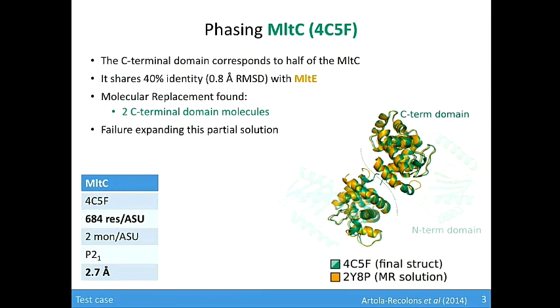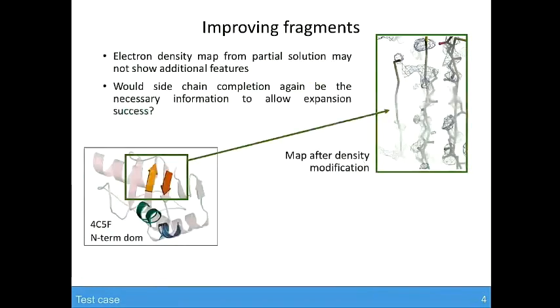But when we tried to expand this partial solution and reveal the rest of the N-terminal, we did not efficiently obtain the rest of the structure. Even if we could place new fragments into this missing N-terminal domain, the electron density map didn't show us additional features.